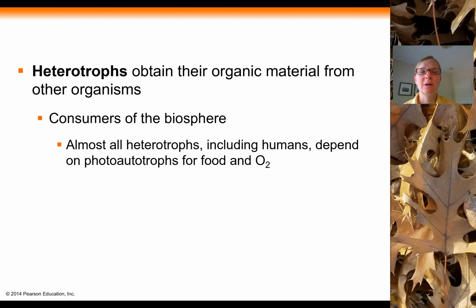Now, something very important to note is that almost all heterotrophs, so organisms that gain their organic material from other organisms, including humans, depend on photoautotrophs not just for food, right? But we also need the oxygen that those photosynthetic organisms produce. Right? You need food. You also need to breathe. You need to breathe because you need that oxygen as the other reactant for cellular respiration so that your cells can make ATP. Without oxygen, you're going to die a lot quicker than you will without food.